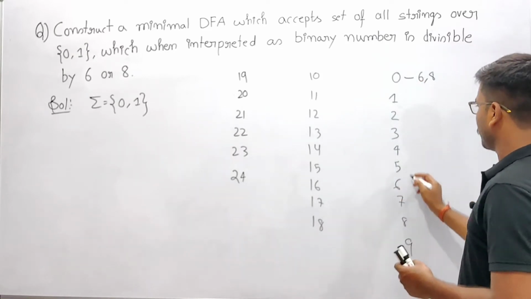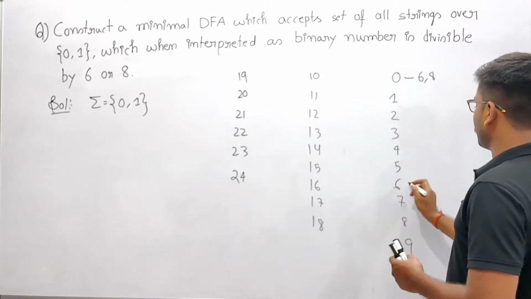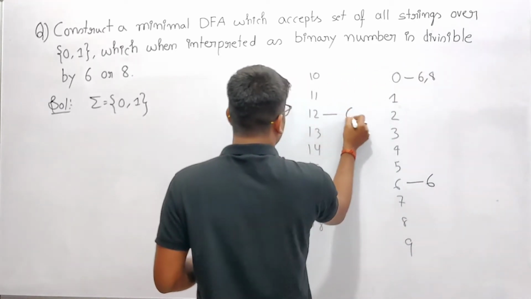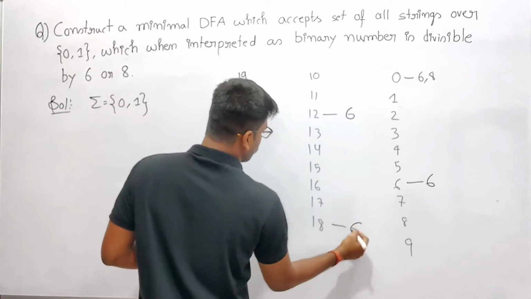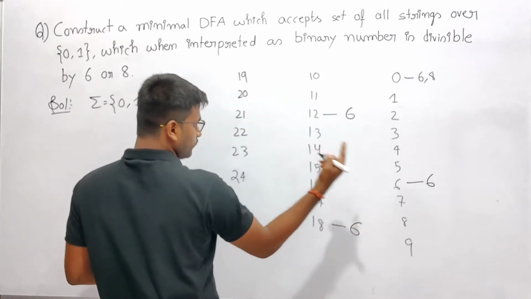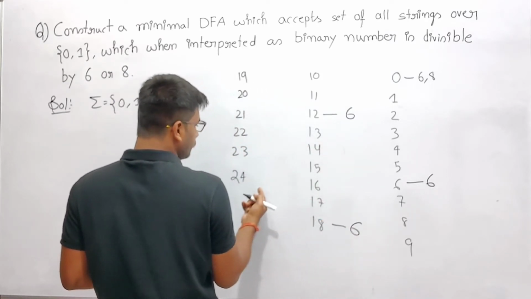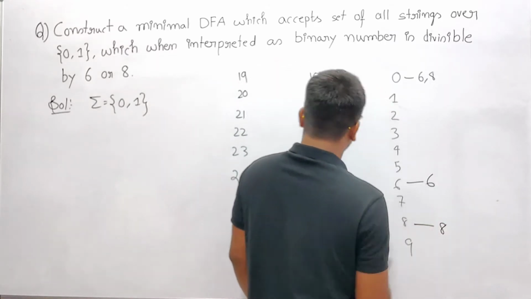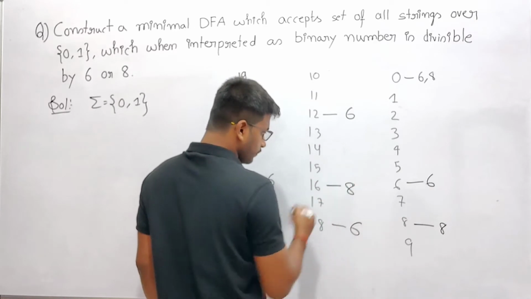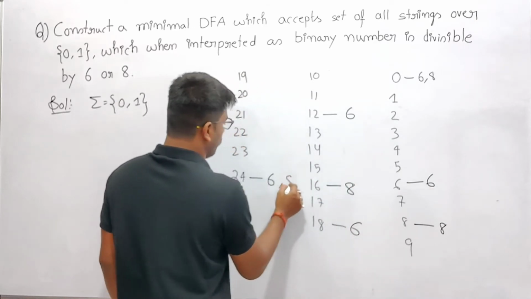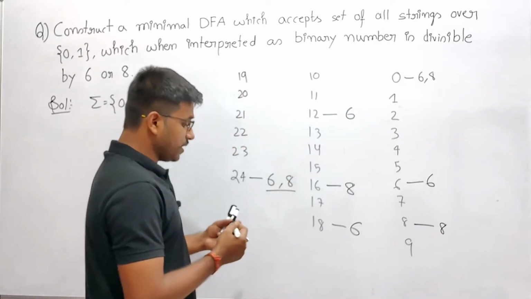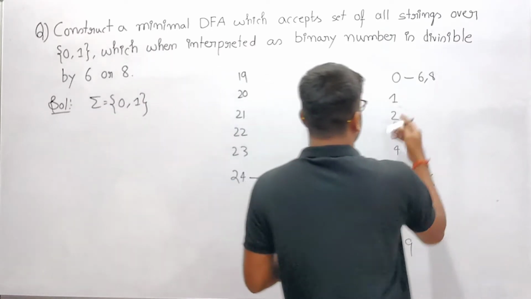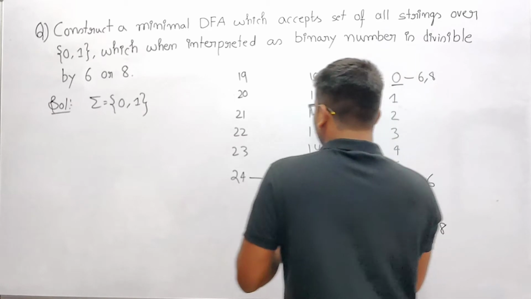Now you need to accept 6, 12, 18, then 24, which are divisible by 6. Now the numbers divisible by 8: 8, 16, 24. See, 24 is the number which is divisible by both 6 and 8. Even 0 is divisible by both 6 and 8.